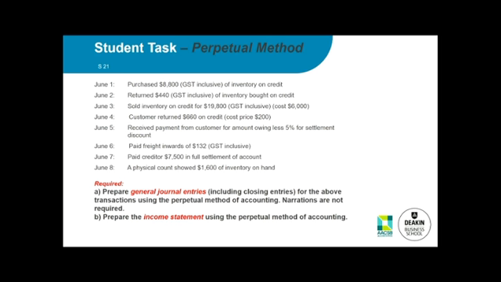Has anyone calculated the first three or recorded the first three entries? The first three: purchase of inventory on credit, return, and sale of inventory on credit. I'm not going to go through the solutions yet, but if you've done those entries, I can have a look at them. Yes, I'll come over.